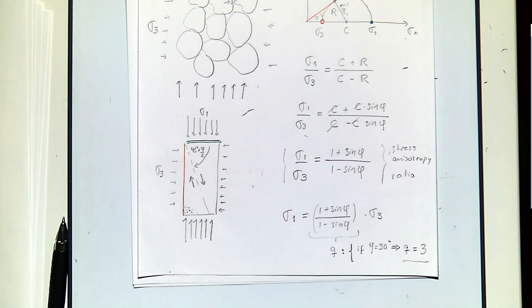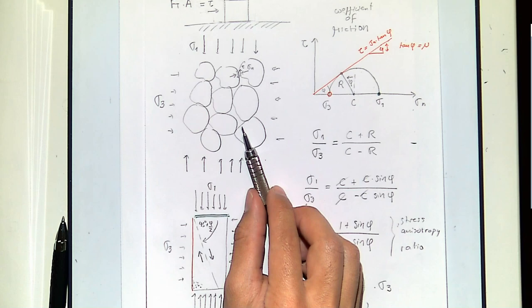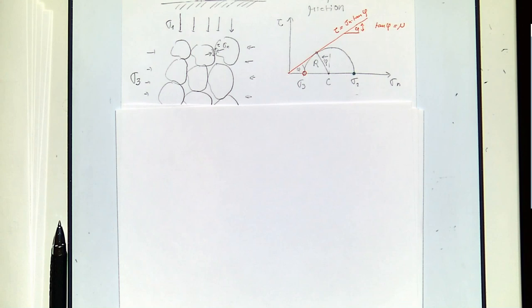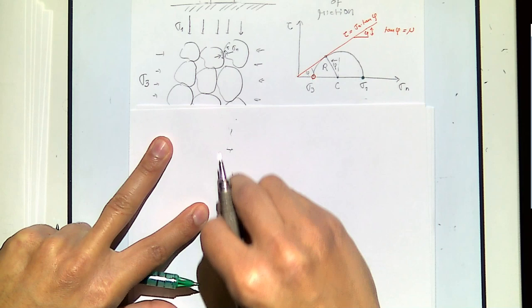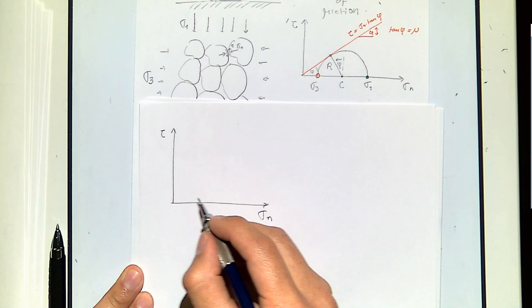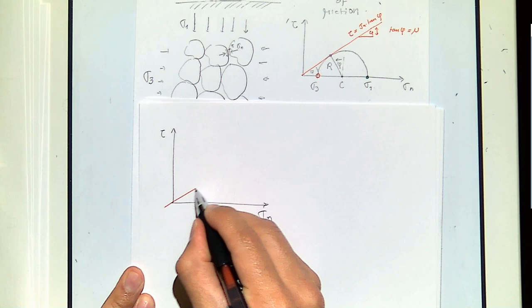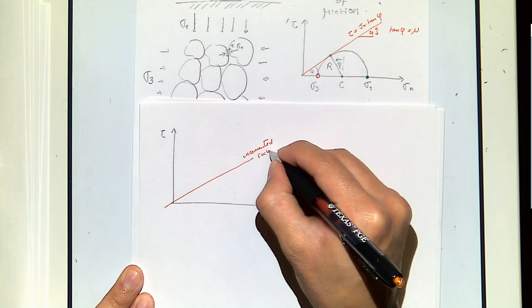Okay, so I think now, since we know what's going on here, we can add the missing component, which is what happens when this material is cemented. Well, when this material is cemented, then this line is not going to go through the origin of coordinates anymore. So if we have, let me move this a little bit to the left, if this is tau and this is sigma n, we said that a line like this would be for an uncemented rock or sediment if this is a friction angle.